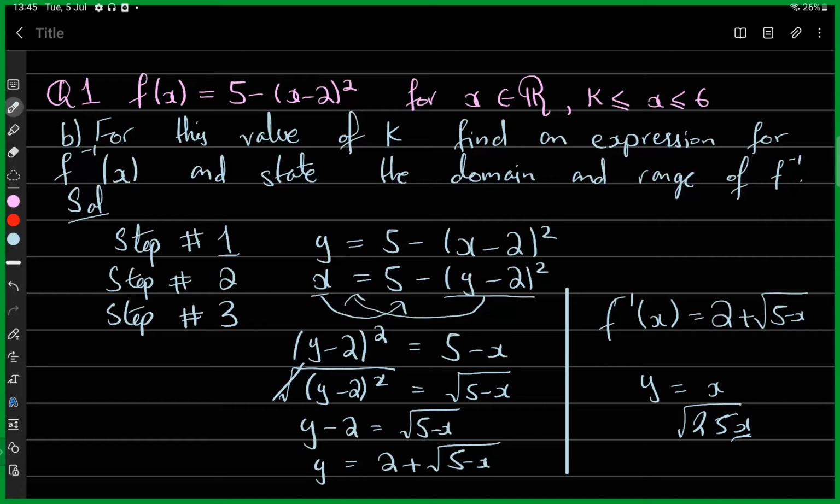Now, since here we added root on 5 minus x, and x is a variable, that is why we would not be writing down plus minus here.